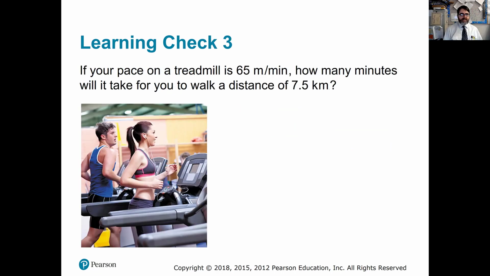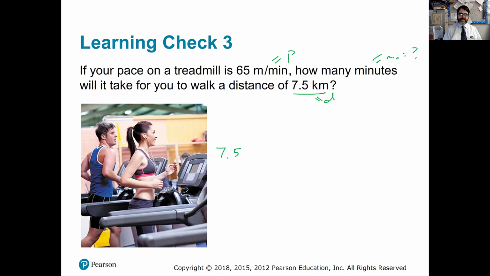And one final one here for practice in this section, we have 65 meters per minute is what you're walking on the treadmill. And so then that's a meter a minute, roughly 3 feet, 1 yard a minute. That's a decent pace. But 65 meters per minute, that's my speed, or they call it a pace, so we'll call it a pace here. And we want to know how many minutes does it take for you to walk a distance of 7.5 kilometers. So even though 7.5 kilometers is the goal, that's the distance I want to go. That's the value I'm going to start with.